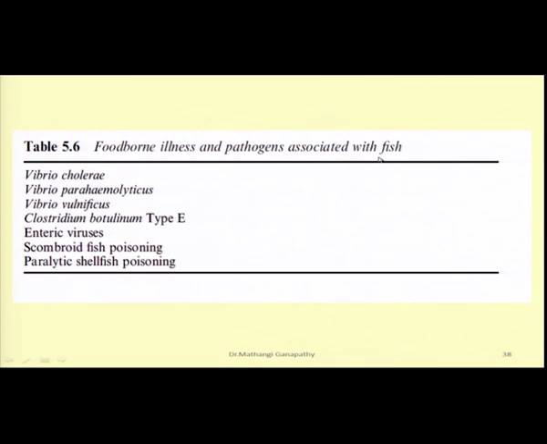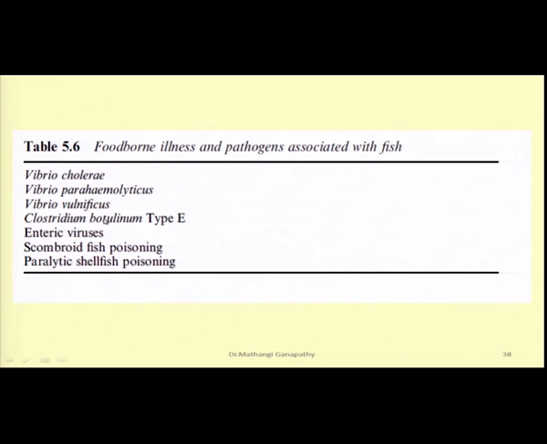And in the case of fish, we have a lot of microorganisms which are pathogens associated with fish. We have Vibrio cholerae, Vibrio parahaemolyticus, Vibrio vulnificus, Clostridium botulinum type E, the enteric viruses, scombroid fish poisoning, and paralytic shellfish poisoning.